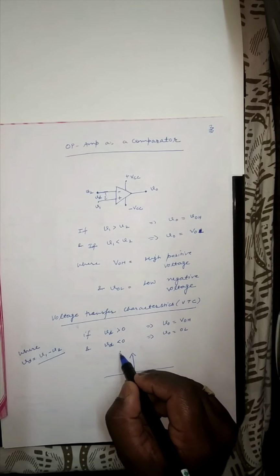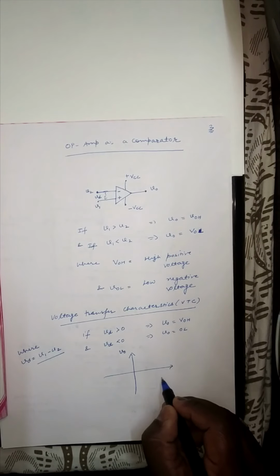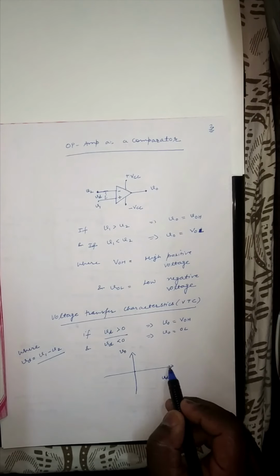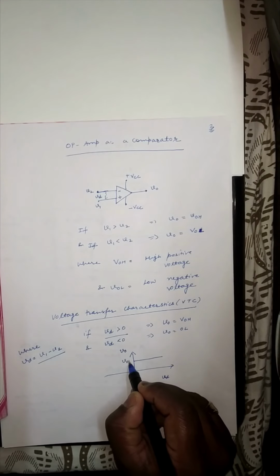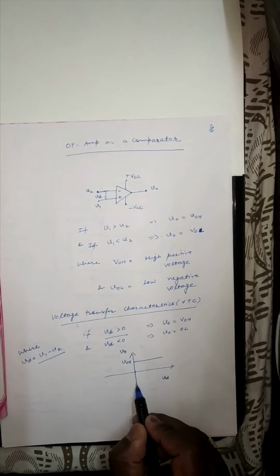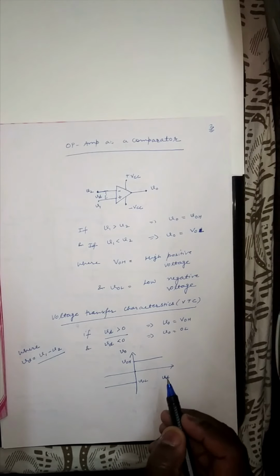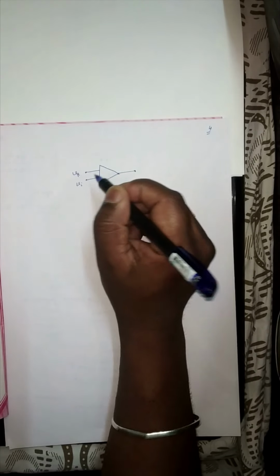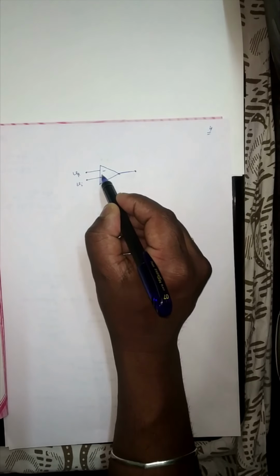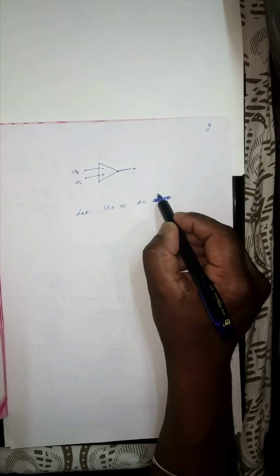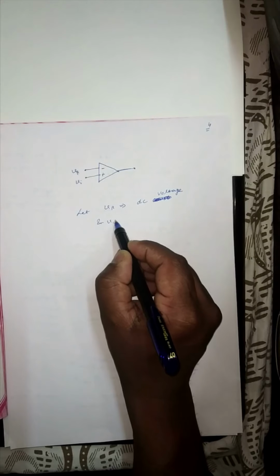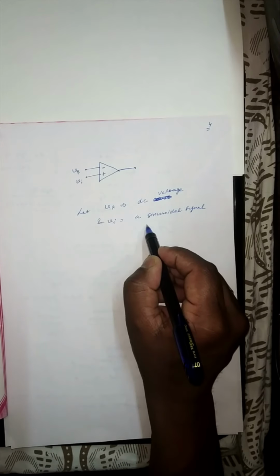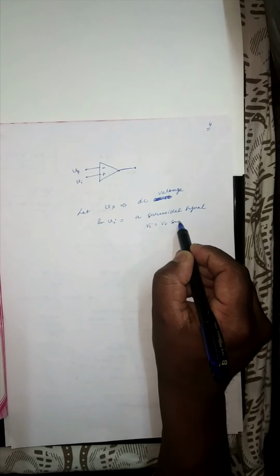So its graph looks like this: this is our output voltage and this is our difference potential. If VD is greater than 0, means we are working for the positive x-axis, so your output is VOH, and if VD is less than 0, for this side, then the voltage is VOL. So this is the ideal characteristic. VR is at the inverting terminal and VI is at the non-inverting terminal. VR is a DC voltage and VI is a sinusoidal signal, which is given by VI is equal to V0 sine omega t.